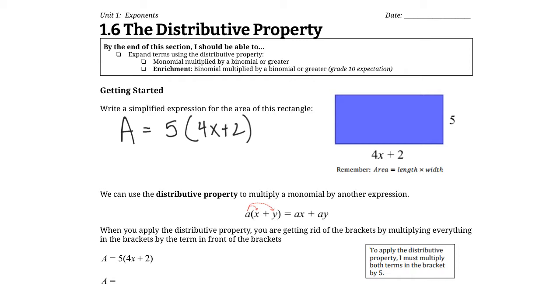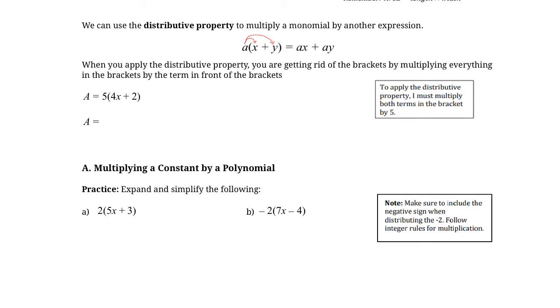We can use what's called the distributive property to multiply a monomial. Remember, a monomial is just one term. And we can take this monomial and multiply it with another expression, something like 4x plus 2. So what exactly is the distributive property? The distributive property tells us that we can take the number or term in front of the bracket and multiply it one at a time with whatever is inside the bracket. Essentially, we're getting rid of the brackets by performing this multiplication.